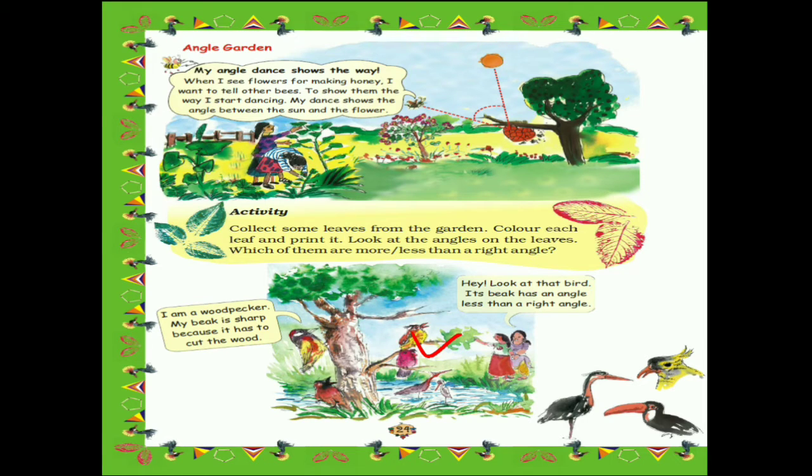So you can see here this bird is having a beak which is less than a right angle. So what you have to do? You have to tick here in your textbook. Then another one is here. This is another bird which is having an angle less than a right angle. So I hope this is clear to you all. Now let's see which two branches are making the biggest angle. So you can see here, this is the angle. These are the two branches which are making the biggest angle. So what you have to do? You have to tick here in your textbook.